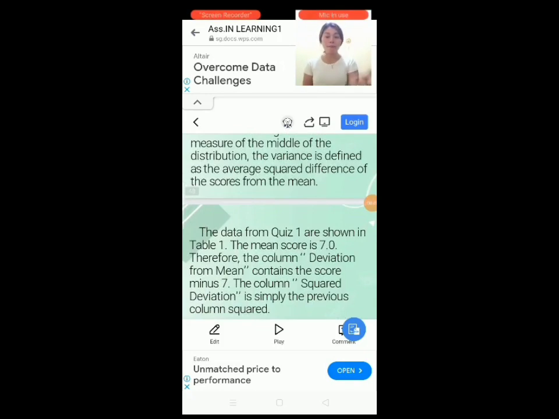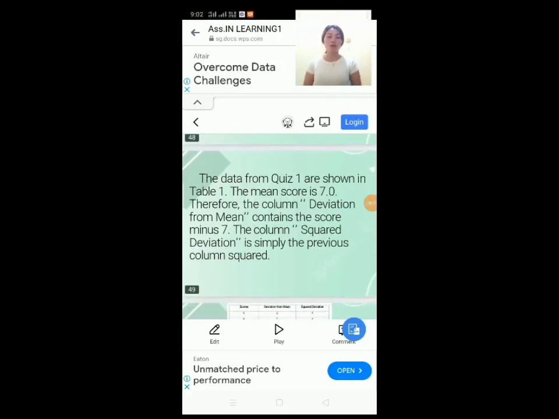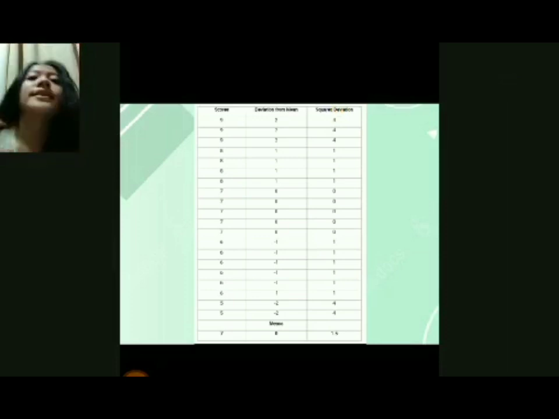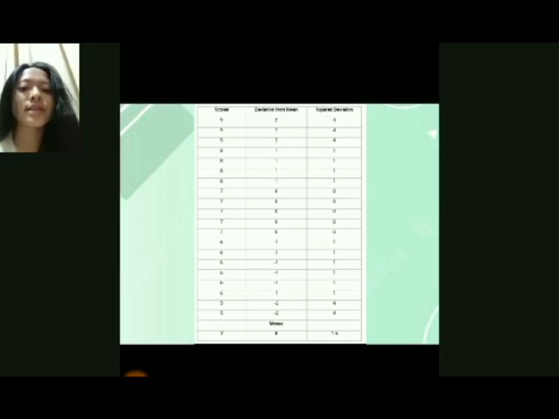score sa mean. So the data from quiz 1 are shown in table 1. So in table 1, kay na score deviation from mean and the squared deviation. So in table 1 the mean is 7.0, therefore the column deviation from mean contains the score minus 7. The column squared deviation is simply the previous column squared.